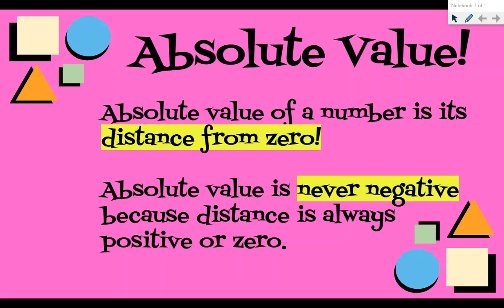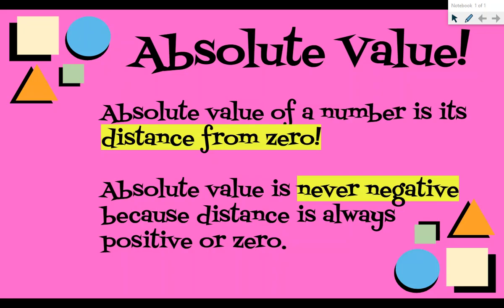It could be on the positive side of the number line or the negative side, but absolute value just says how far, how many steps is it away from zero. So when we're thinking about this, absolute value is never negative because distance is always positive, right? Whenever you go somewhere, no matter which direction you're going, north, south, east, or west, you never say we're going negative 10 miles, right? It's always a positive number.